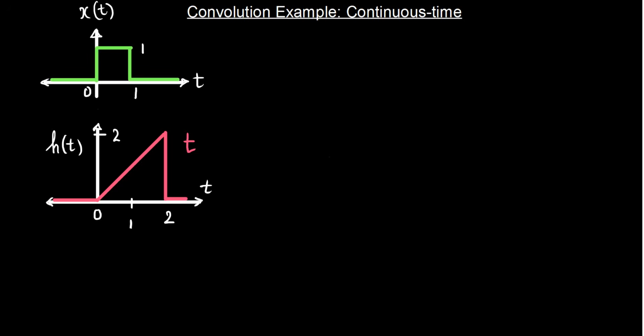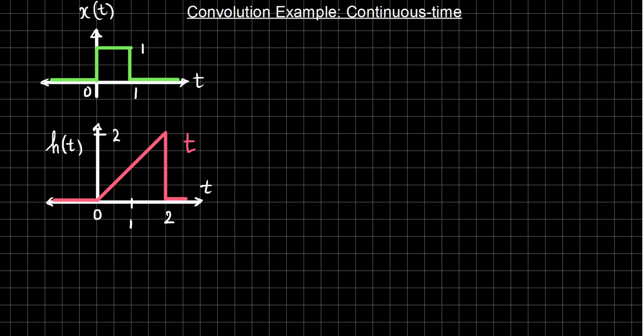Let us look at one more example of continuous time convolution. For that, let's consider two signals shown on the screen. The first signal, x of t, is a rectangular pulse defined from 0 to 1, that is constant at 1, whereas the second signal is defined from 0 to 2, taking the values t. So let h of t be t.